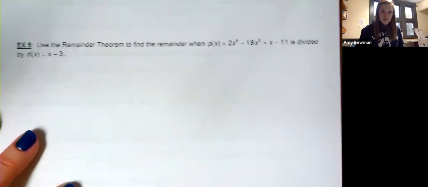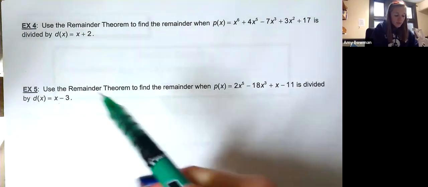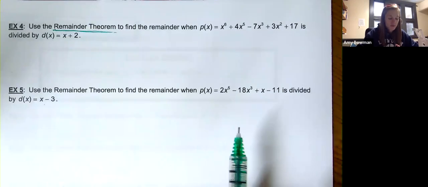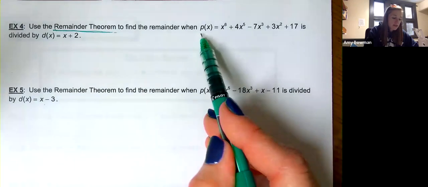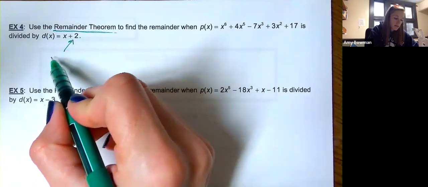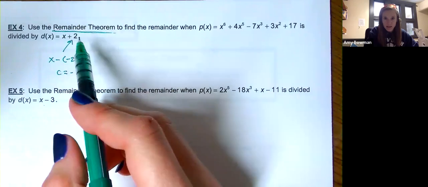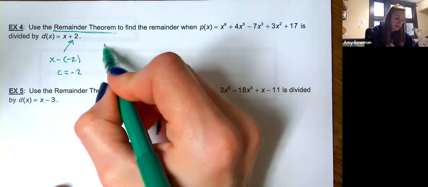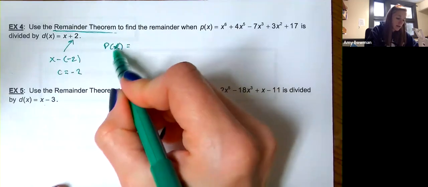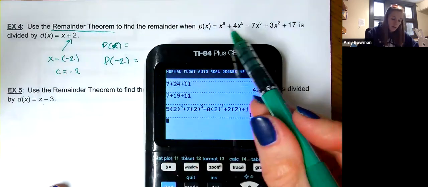Okay, let's do one more. These are exactly the same, so use the remainder theorem. Again, I just want to reiterate, if I'm asking you to use the remainder theorem, I don't want you to do the division. I want you to use the remainder theorem. So p of x is this, d of x is x plus 2. Here my c value is -2. So I will plug -2 into our original polynomial p of x, and that's going to get me my remainder.